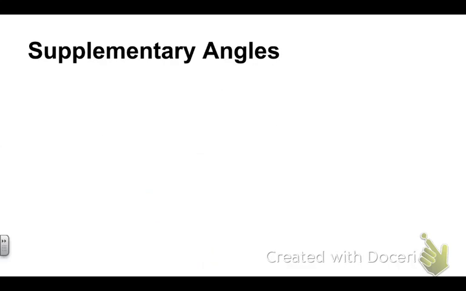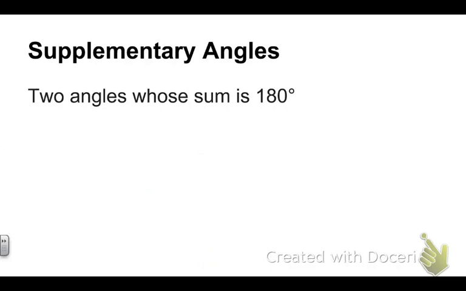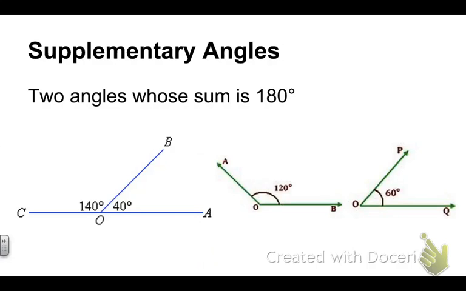And then supplementary angles, those are two angles whose sum, their total, is 180 degrees. So here's one example where the angles are adjacent. Both of those equal 180 degrees. But it doesn't have to be adjacent. They can be two separate angles as long as they equal 180 degrees.